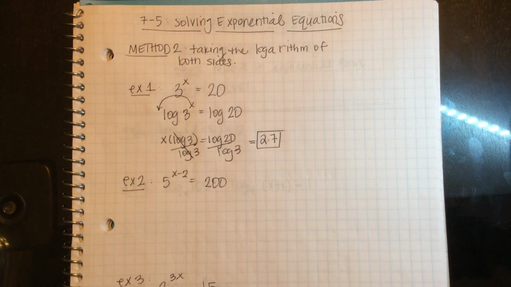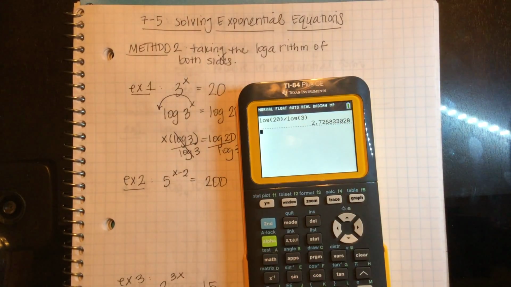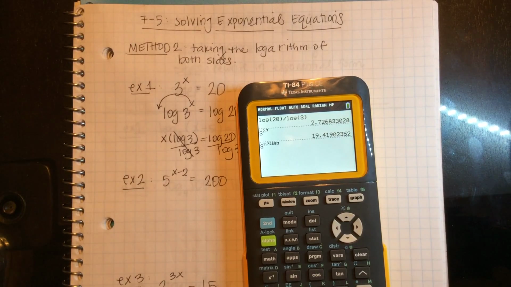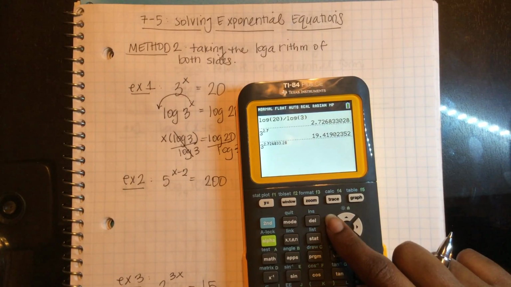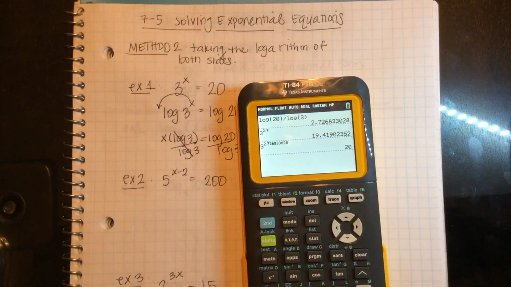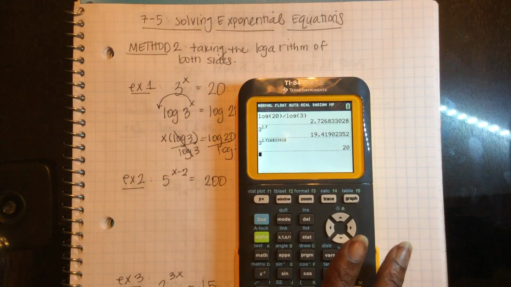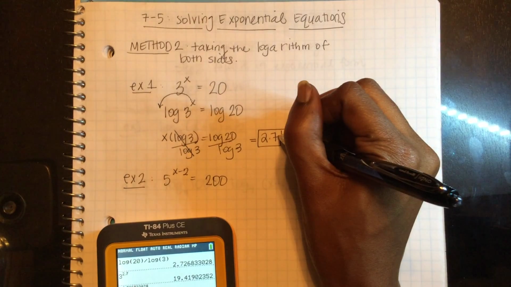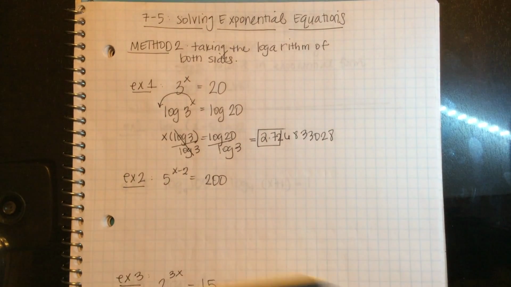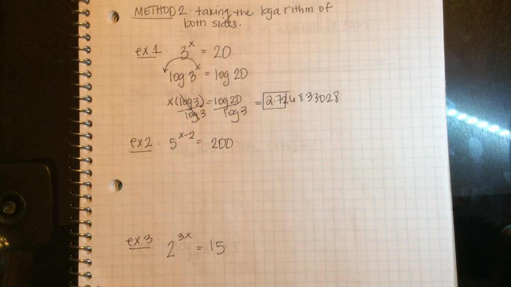2.7. So I know 3 to the 2.7 power should be 20. Let's check. 3 to the 2.7 is going to be approximately 20, right? But if I do 3 to the 2.726833028, let's see what that looks like. 20, exactly. So we should probably write that entire decimal out. 2.726833028. It's a better answer there, unless I tell you to round, which I didn't do.